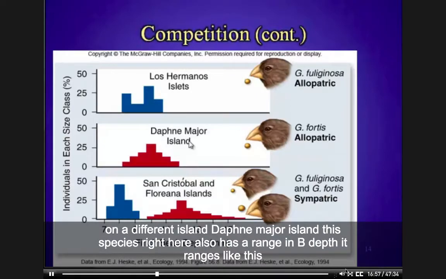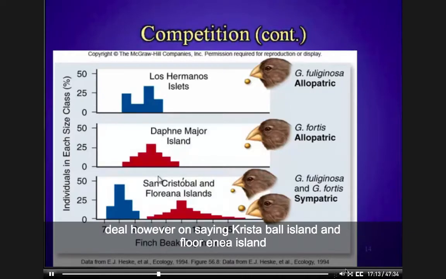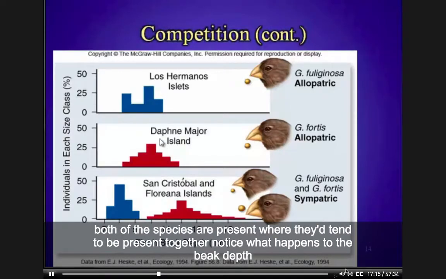On a different island, Daphne Major Island, this species right here also has a range in beak depth. It ranges like this. But take a look, they both tend to overlap, but they don't encounter each other on these islands, so it's not a big deal. However, on San Cristobal Island and Florinia Island, both of these species are present. Where they tend to be present together, notice what happens to the beak depth.